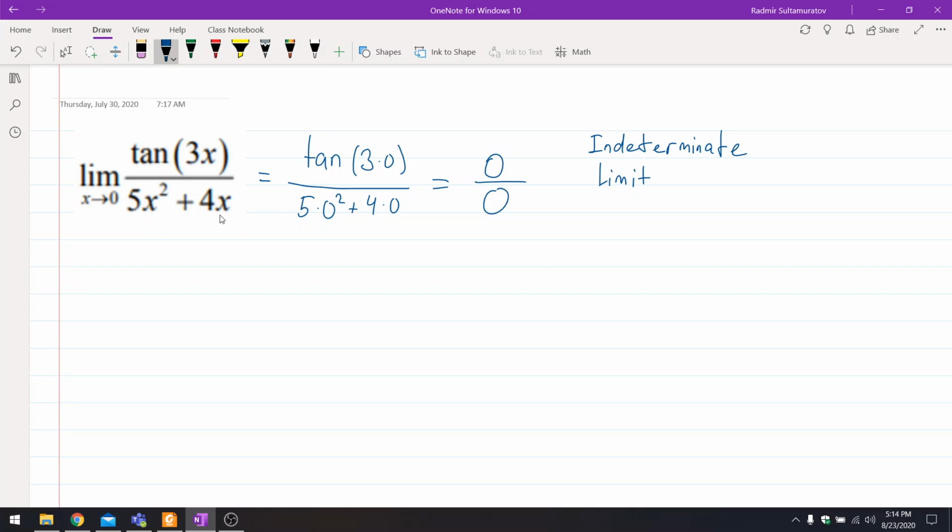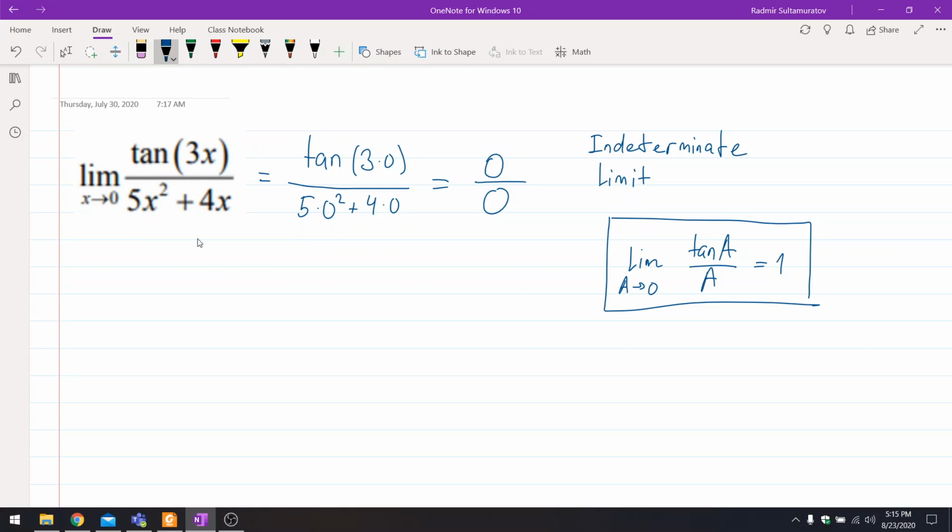Before I dive into the solution, I want to point out a formula that I'm going to use here. That is, tangent of a over a is equal to 1 as a approaches 0. Please feel free to ask if you have questions about this formula. I assume that you have seen it in lecture.